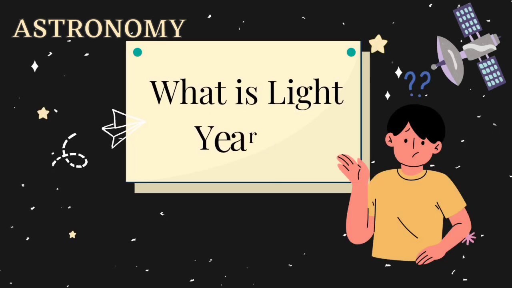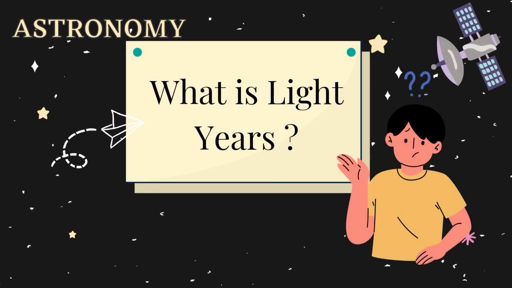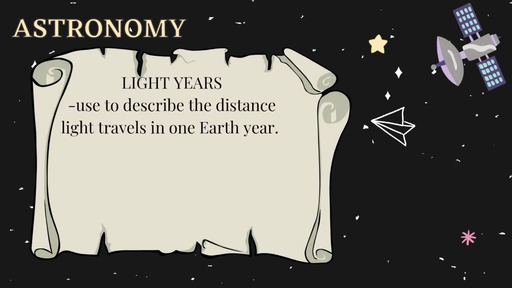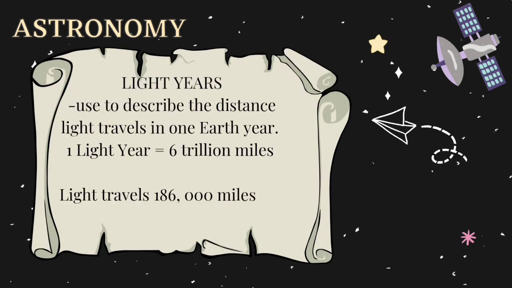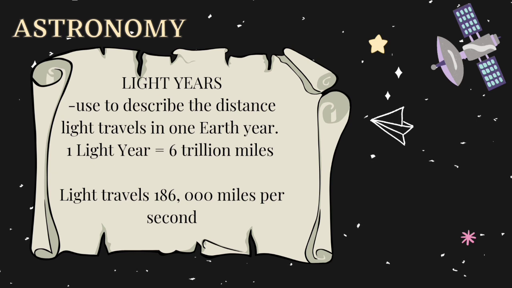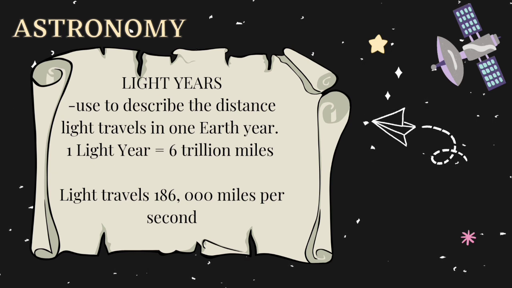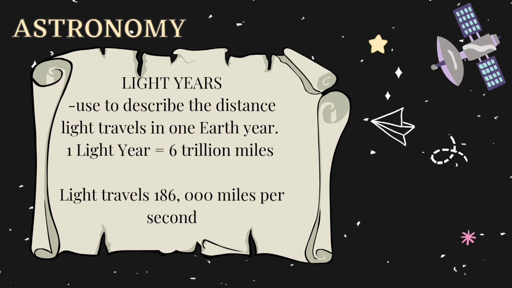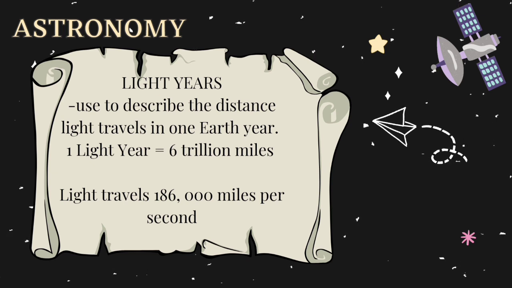Oh, do you know what light year means? For most space objects, we use light years to describe their distance. A light year is the distance light travels in 1 year. 1 light year is about 6 trillion miles. Light travels at a speed of 186,000 miles per second.